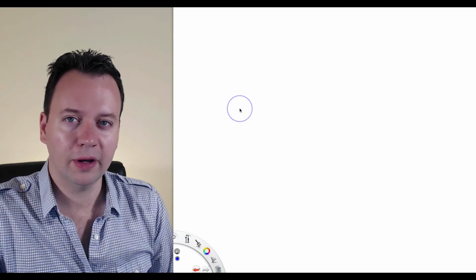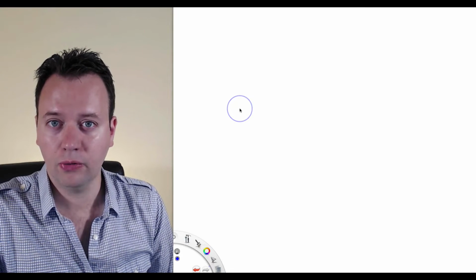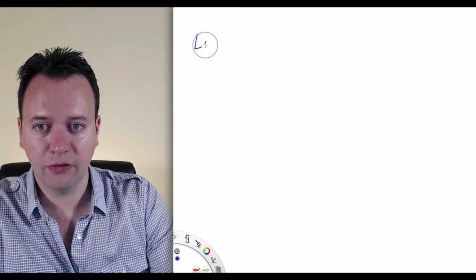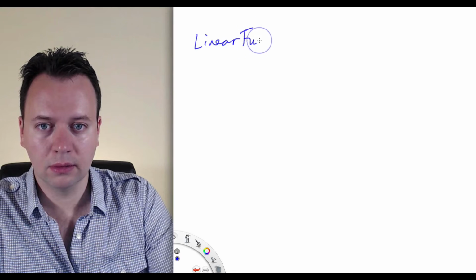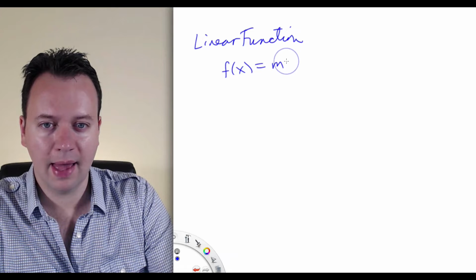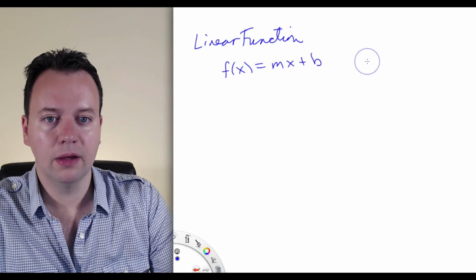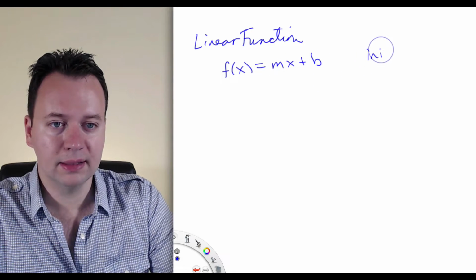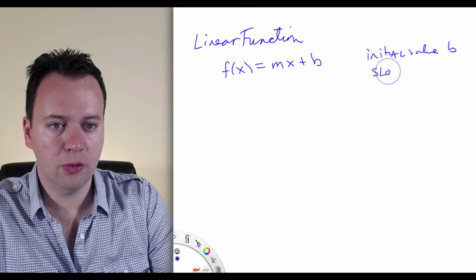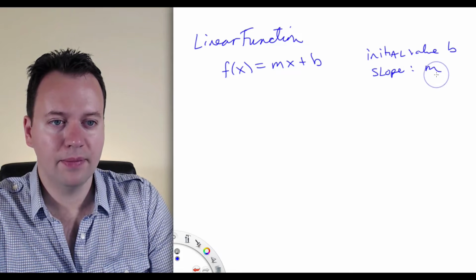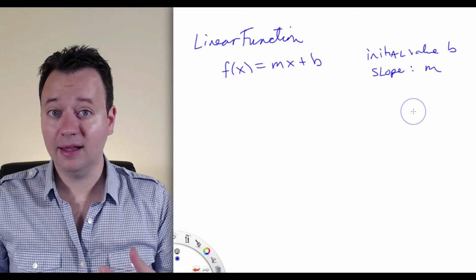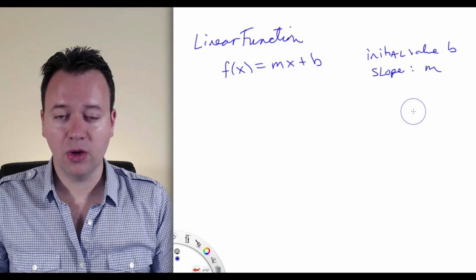In this video, we're going to look at the relationship between linear growth and exponential growth. As we previously saw, a linear function is a function of the form f of x is equal to mx plus b. Our initial value in this case is b, and the slope is m. The slope represents the amount that you add to the previous y value every time you increment x by 1.